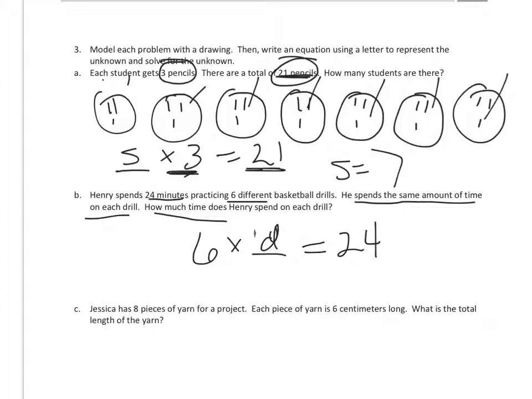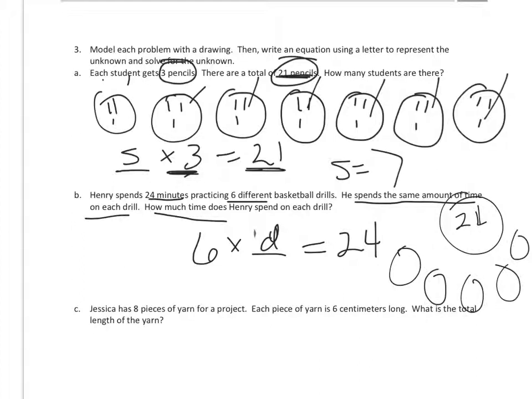Actually, I'm going to do a number bond. And here's how I'm going to do it. 24 total minutes. 6 different drills. So we need 1, 2, 3, 4, 5, 6 different drills. Now we're going to split up those 24 minutes into those groups. So we're just going to count by ones till we get to 24.